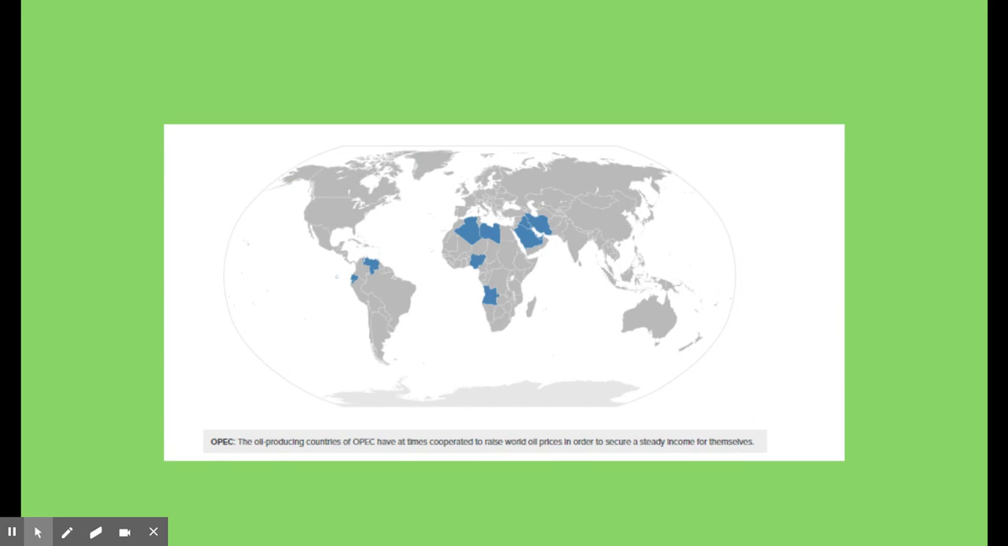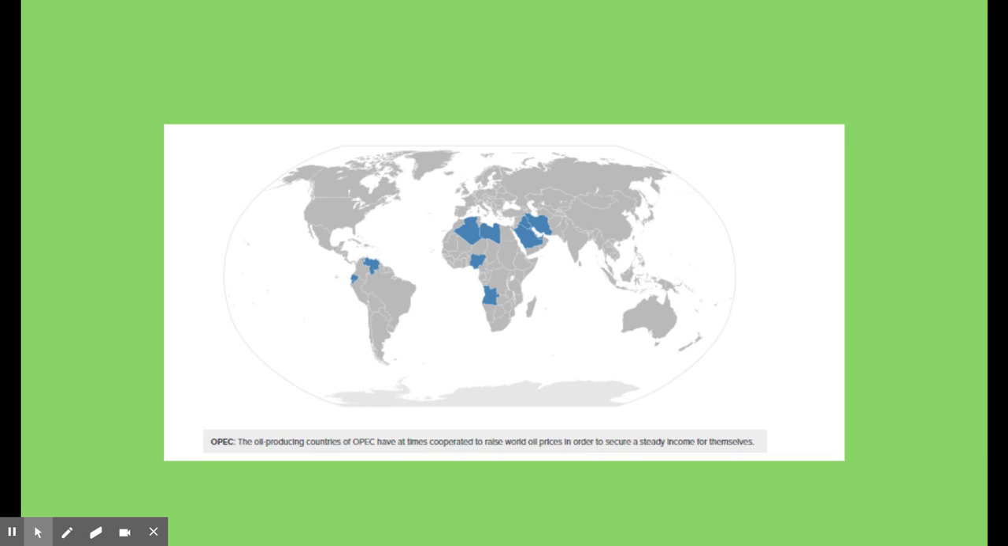And whenever we do have few producers that try to work with each other, they're known as a cartel. An example of a cartel would be OPEC. And it isn't necessarily the companies, but the countries involved in oil production. The oil-producing countries of OPEC have at times cooperated to raise world oil prices by agreeing to decrease supply. And this would be one of the few examples.